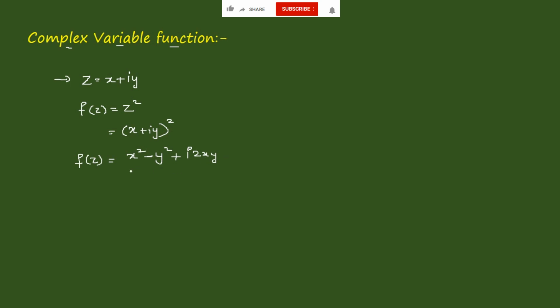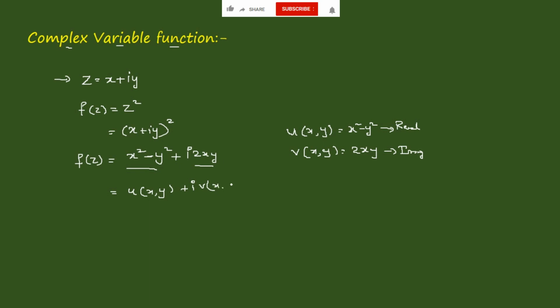Now what we do is divide the real and imaginary parts. Consider u of x comma y as x square minus y square, and v of x comma y is equal to 2xy. This is the real part, and this is nothing but the imaginary part. So when you write it, we get u of x comma y plus i times v of x comma y, which is nothing but f of z.